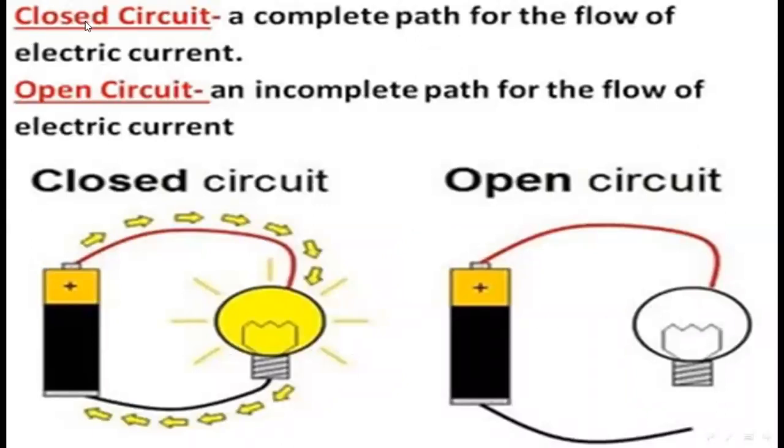Again, here you see the definition of a closed circuit: a complete path for the flow of electric current is called a closed circuit. See, this is the image of a closed circuit. An open circuit is an incomplete path for the flow of electric current. See, that one is the incomplete path because there is a gap. So that's why it is called an open circuit.